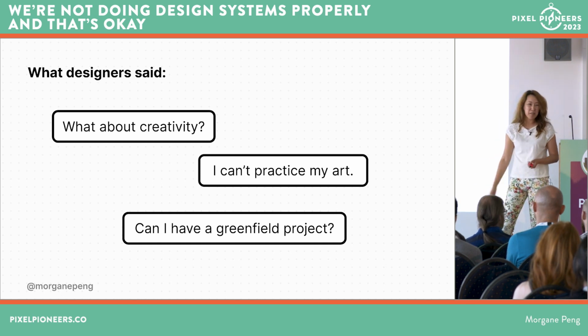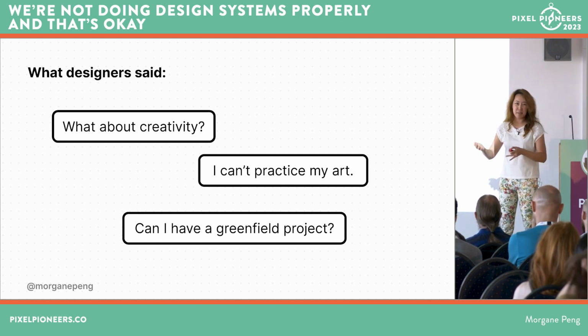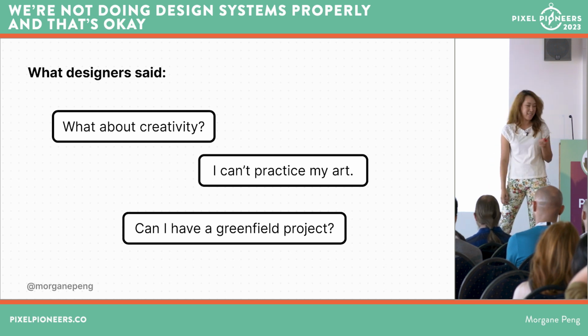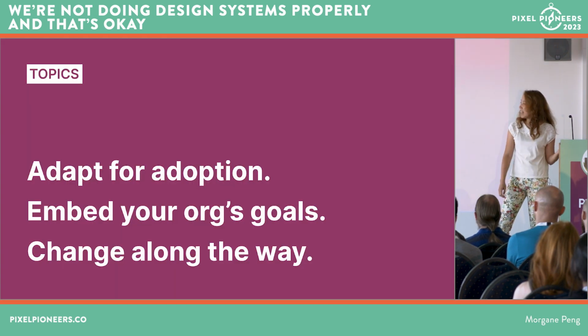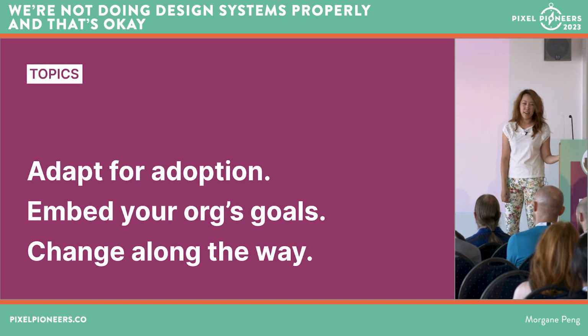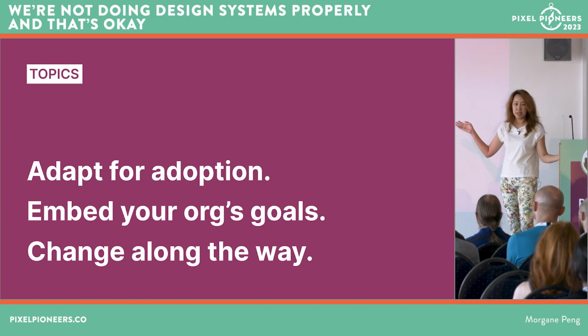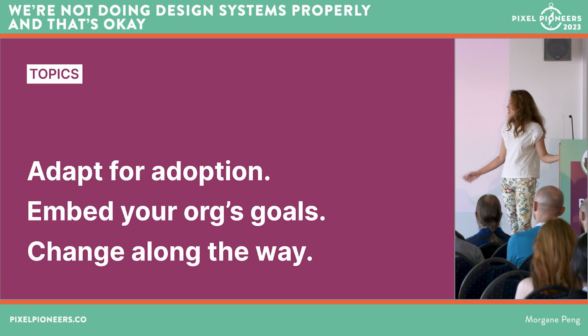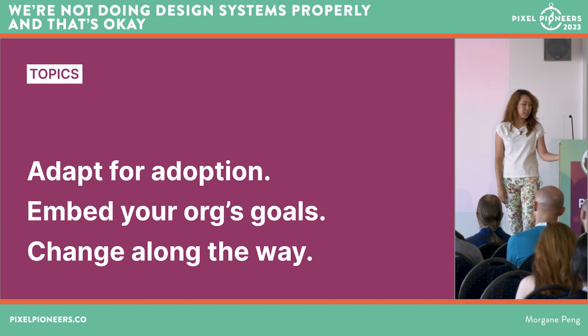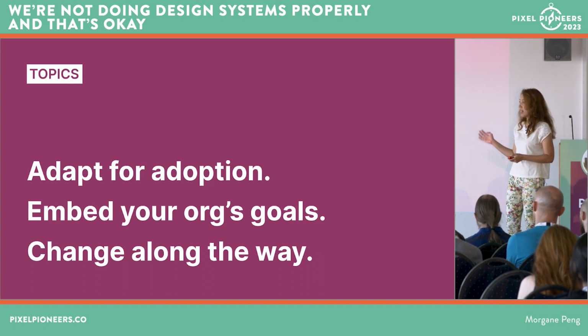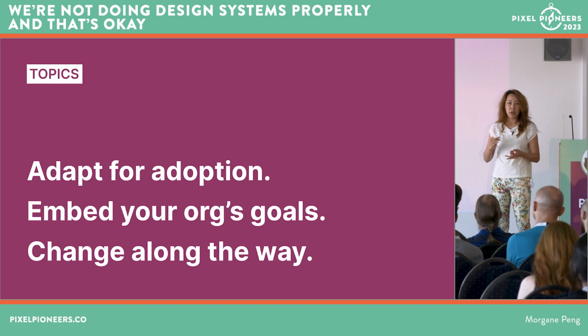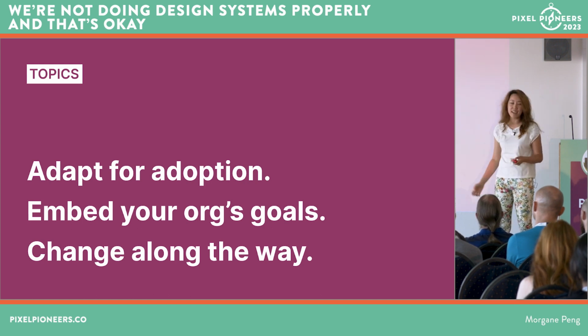So how did we deal with all this over 8 years? Essentially, that's my talk today. The 3 themes I'd like to touch on are adapt for adoption, how we made it survive 8 years, embedding the organization's goals into yours, and also changing along the way. And for each theme, I'll share some examples of how we've done it and how we're still doing it today.